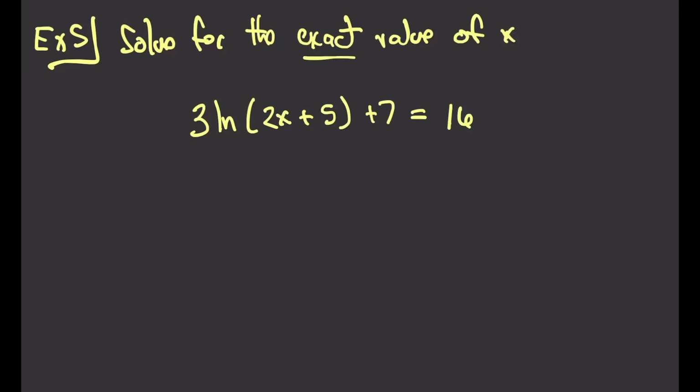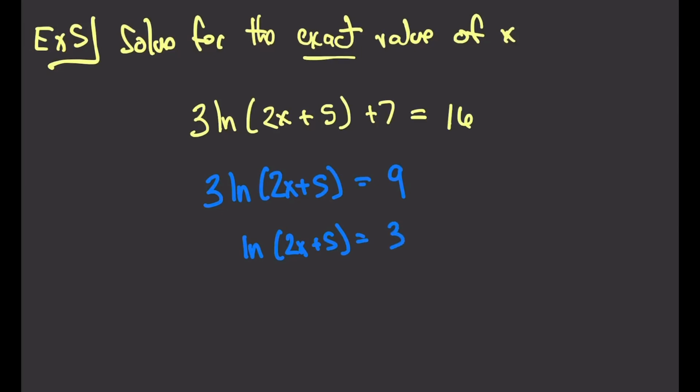The natural log is already isolated, so all we need to do is get rid of these first. So I'm going to subtract 7 from both sides. Then I'm going to divide by 3. So let's do that. I've got 3 natural log 2x plus 5. If I subtract 7 from both sides, that's going to give me 9. Now divide by 3, so I have natural log of 2x plus 5 equals 3.